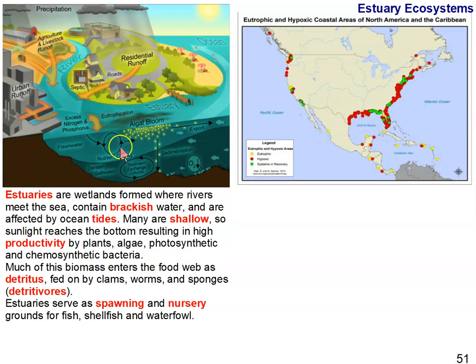And again, nutrients are not necessarily a good thing. Too many nutrients means there are algal blooms, so all the algae then lives and dies and sinks to the bottom, and decomposition takes place, and that removes oxygen from the water.